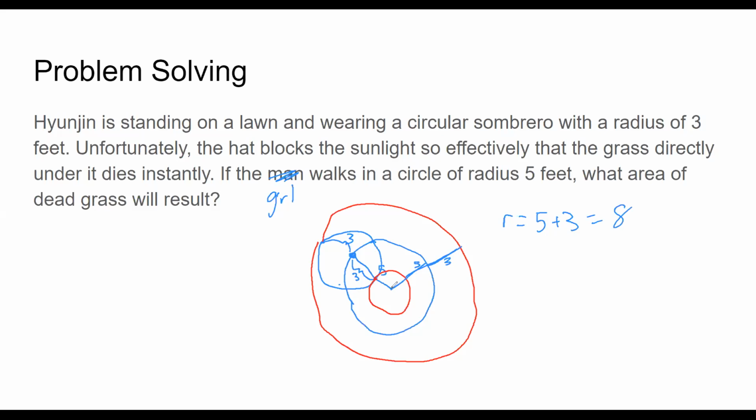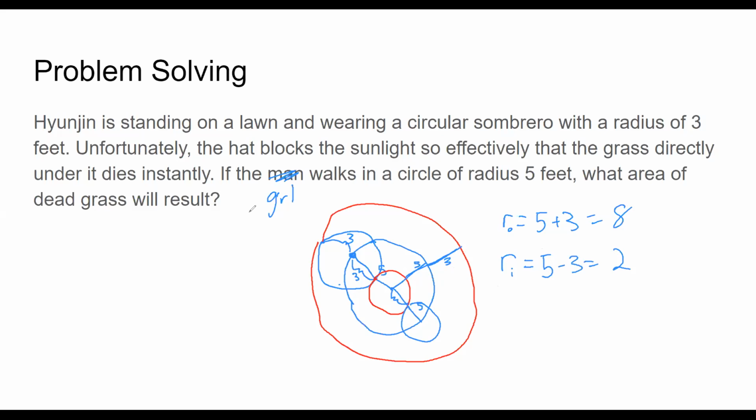Okay, so does anyone know how we can find the inner radius of this smaller circle that doesn't get covered? Isn't that the inner radius? Yeah, so this radius is 5, right? We want this smaller radius here, and this is cut out by the sombrero. It's 5 - 3 = 2. Yeah, so it's the radius that she's regularly walking minus the radius of the sombrero. So we have 5 - 3, which is 2.